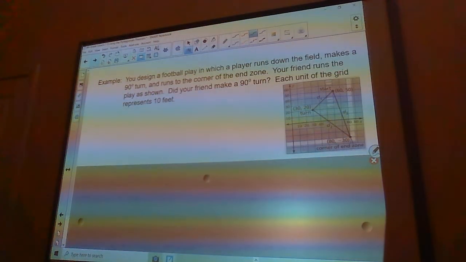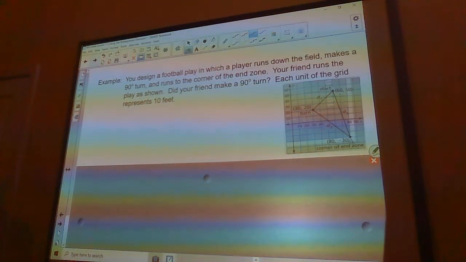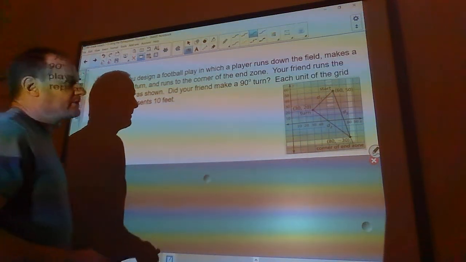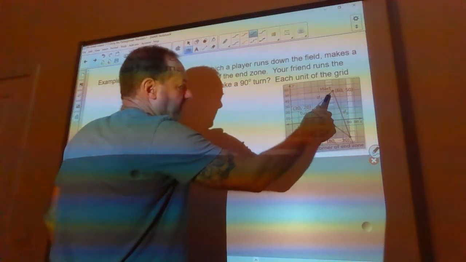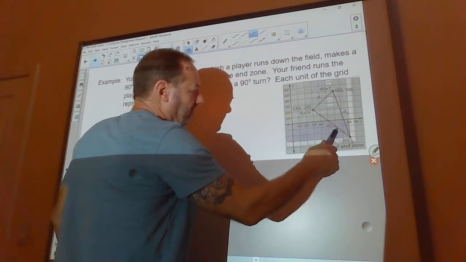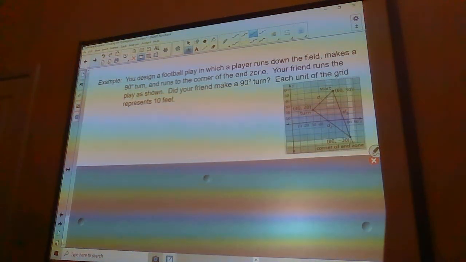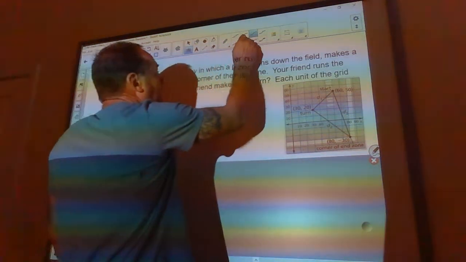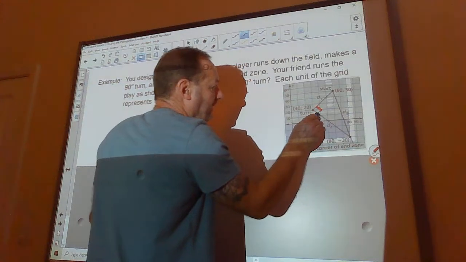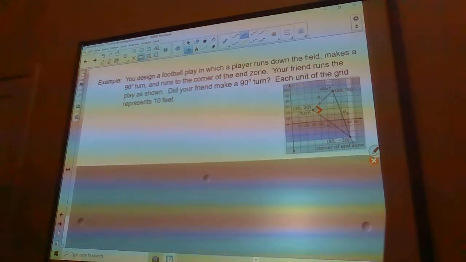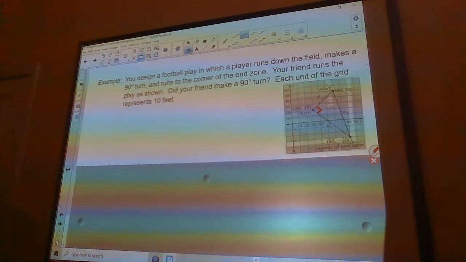Okay, you design a football play in which a player runs down the field, makes a 90-degree turn, and runs to the corner of the end zone. Okay, so here's where he starts. He runs down the field here. He makes a 90-degree turn. He runs to the corner of the end zone. So let's go ahead and put a 90-degree angle right there. Your friend runs the play as shown. Did your friend make a 90-degree turn?